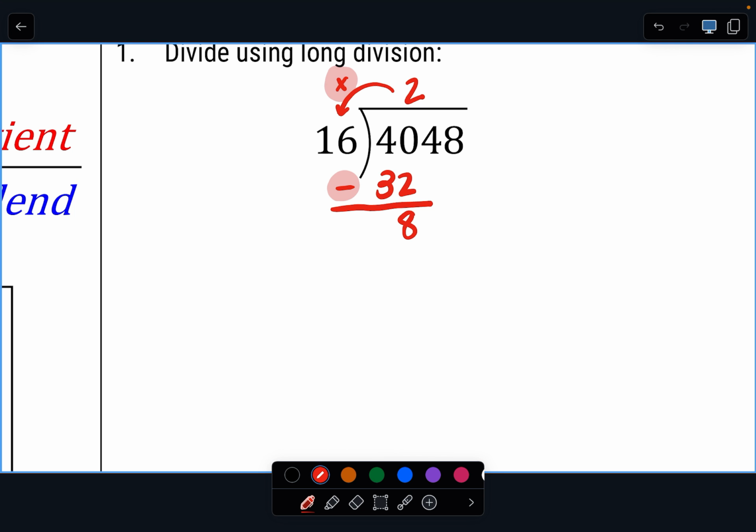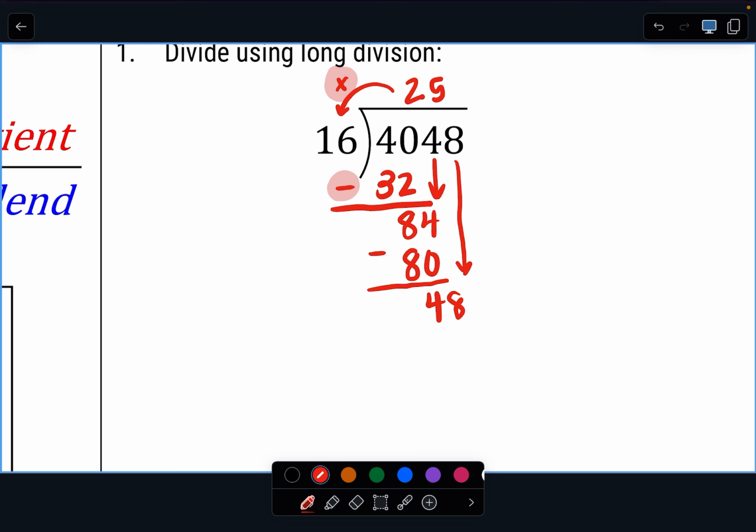So what is 40 minus 32? 8. Now, if you get to a point where your divisor does not fit into your number, because now we're not focused on 4,048, we're focused on just 8, you always bring a number down. So 16 does go into 84. It goes into 84 5 times, just to make our lives a little bit easier. 5 times 16 is 80. We multiply, we subtract. And that is the process for polynomial division.